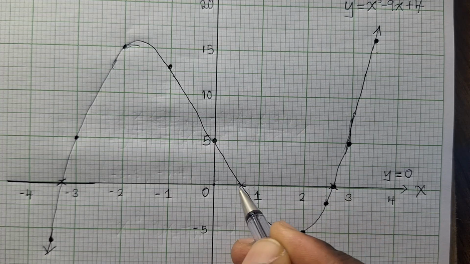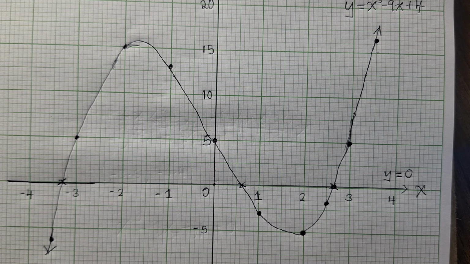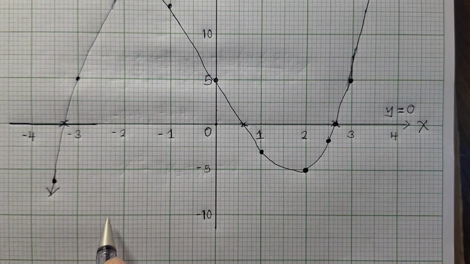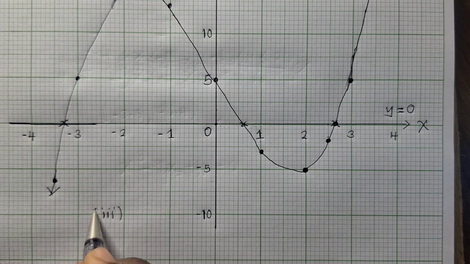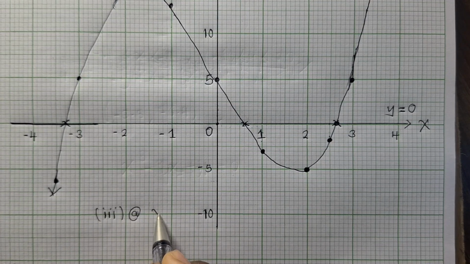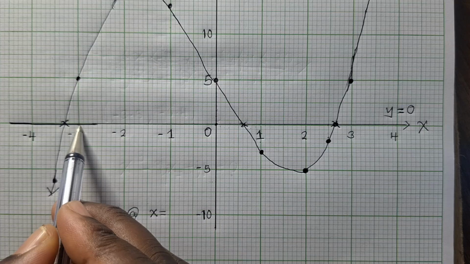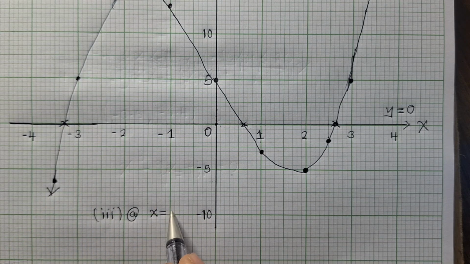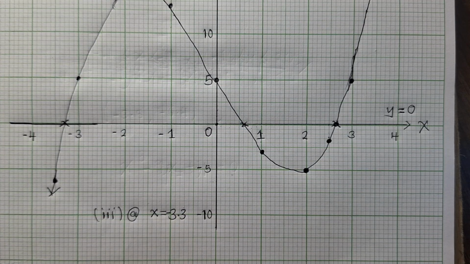So this is where they are meeting the graph, and y is equal to 0, they are meeting right here. So we can say question 3a, x is equal to, what is the value of x here? This is 1, 2, 3. So the value of x is 3.3, actually negative 3.3.